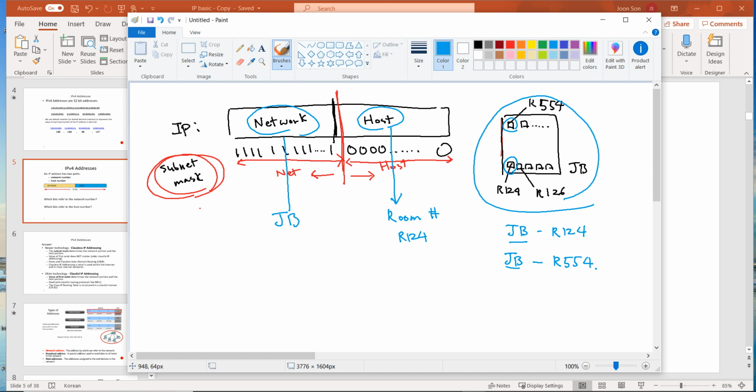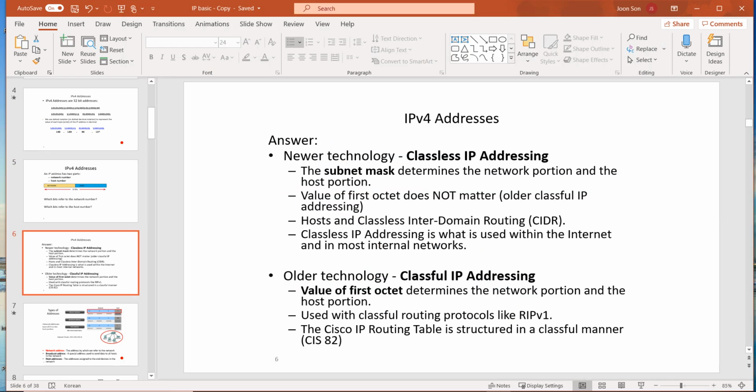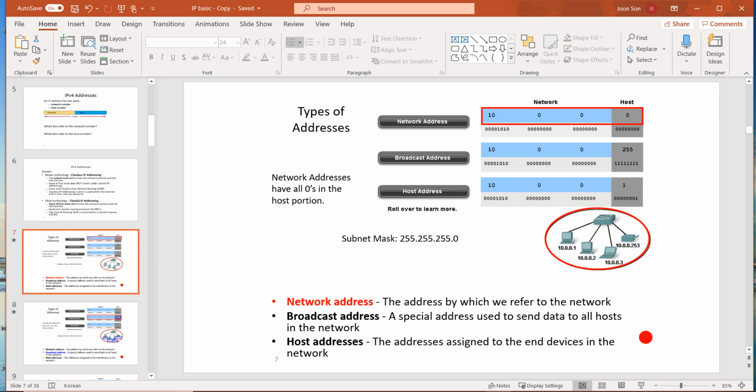And let's just go back to our lecture slide. Okay, so now there are 3 different types of addresses. I'll talk about this in the next lecture. Okay, so let me just stop here.